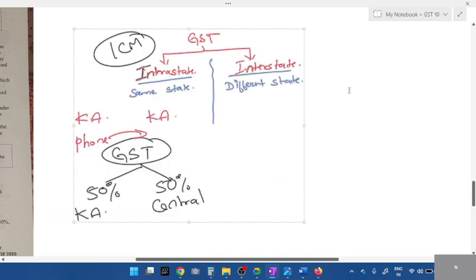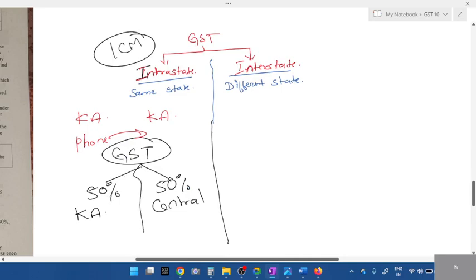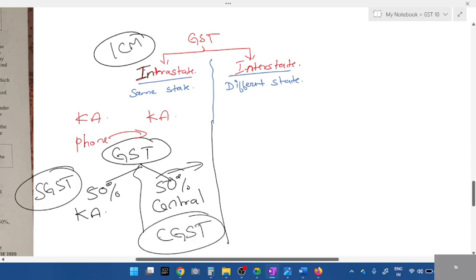See, if there is only one CM, there won't be any problem, students. Whatever GST amount you pay, 50% goes to the state. That 50% we call SGST, State Goods and Service Tax. The meaning of SGST is State Goods and Service Tax. The other 50% that we pay goes to the central. We call it CGST. C stands for Central, CGST.